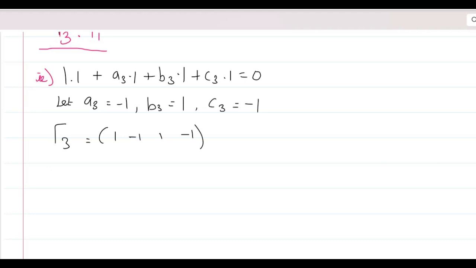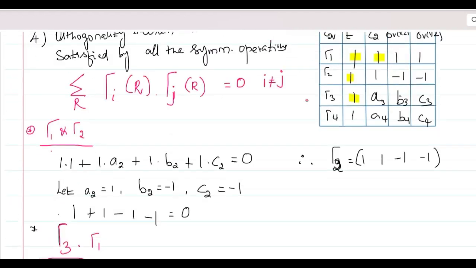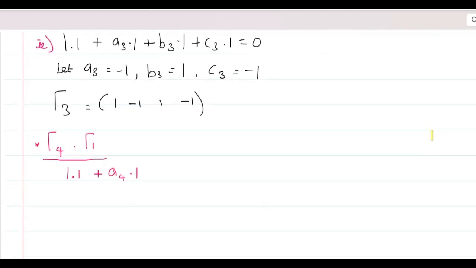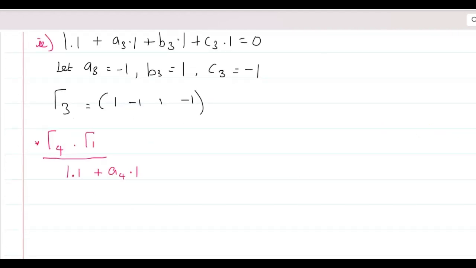Okay, so next we are going to consider the fourth one, into the second, that is the first one. So we are going to evaluate for the fourth irreducible representation. So 1 into 1 plus A4 into 1. So here we are going to evaluate this one. So 1 into 1, 1 into A4, 1 into B4, 1 into C4. So what will you be getting? Let us see.